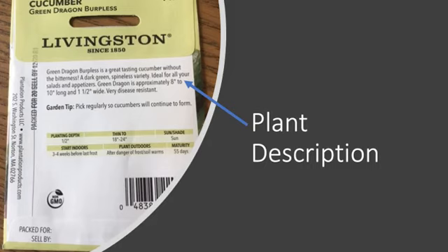Now, let's flip the seed packet over, and one thing you will see on the back usually is the plant description. This is a paragraph or a few sentences that gives descriptions of things like plant appearance, size, flavor, unique traits or features like leaf color, disease resistance. It may also include gardening information. So for example, on this cucumber seed packet, we have this little gardening tip. So reading the seed description can give you a lot of good information.